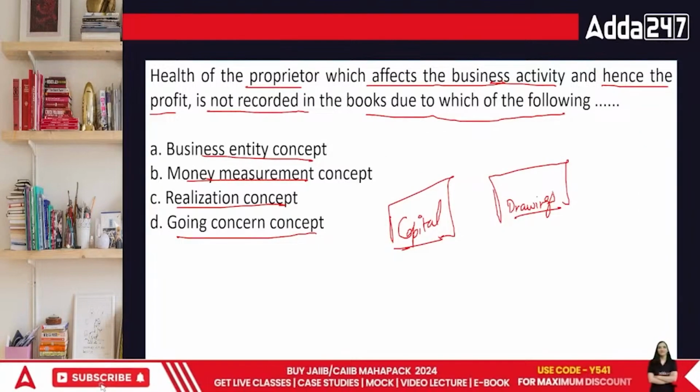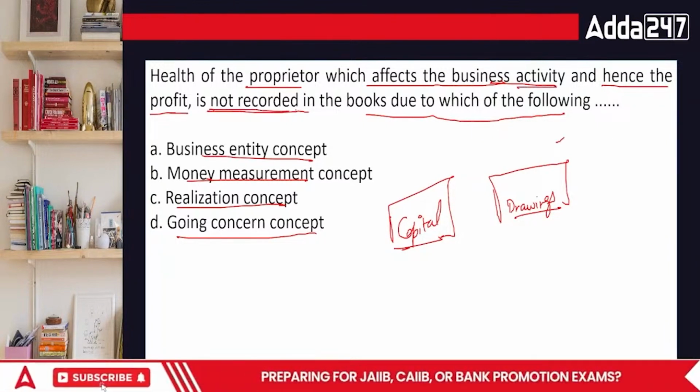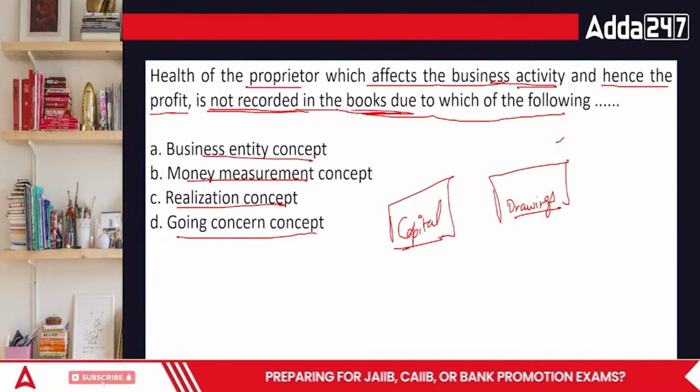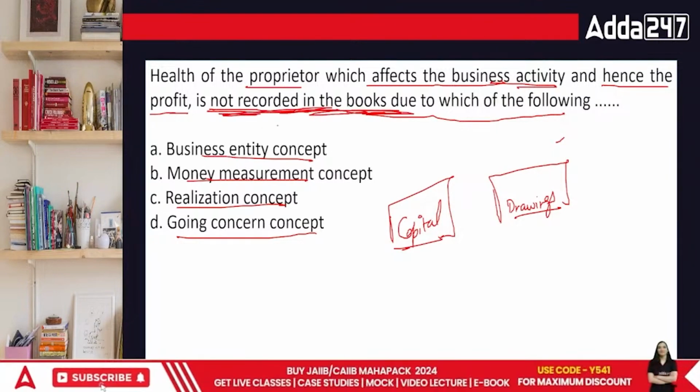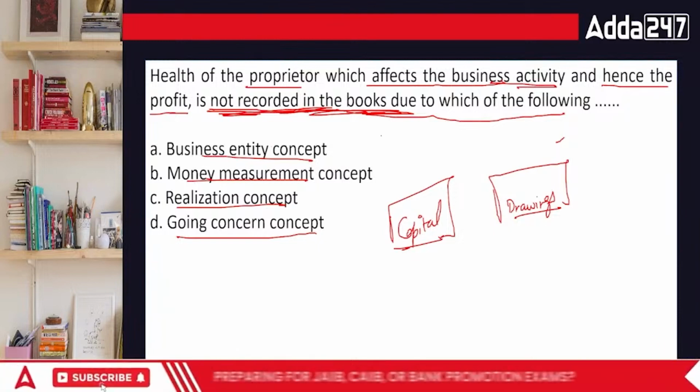Basically, the business and the businessman are not the same. Oh, business entity. Sorry. There's one more point. Health of the proprietor, which affects the business activity and hence the profit, is not recorded in the books of accounts. We are not recording this because this is not related to money. Your health is not business health, है ना? That is your personal health.